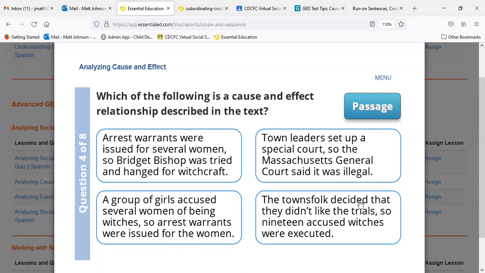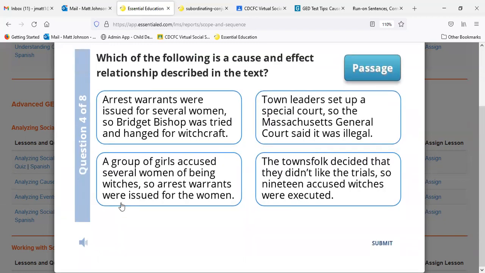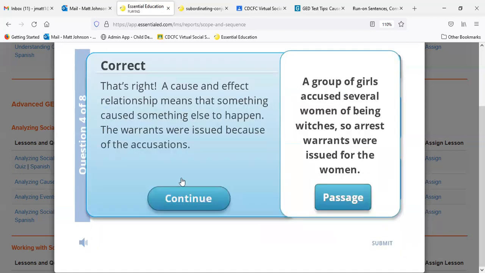So which of the following is a cause and effect relationship described in the text? So here it's a group of girls accusing several women of being witches, right? So a group of girls accused several women of being witches. Cause and effect, that was the cause. And then the effect was women were arrested for witchcraft. Like it says, a cause and effect relationship, something happens, causes something else.